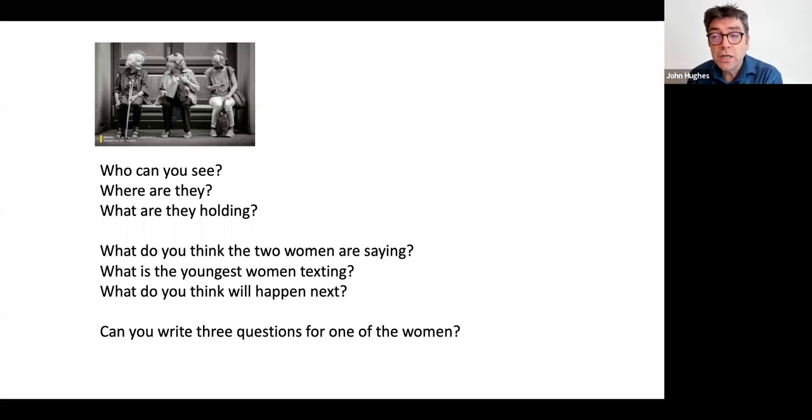And that's where they generate the questions. So you see what we're doing here. We're going from lower order thinking questions to higher order thinking questions to get their creative thinking going. And finally, they're generating questions for one of the women. Now, what I'm doing there is encouraging students to know that it's okay for them to ask questions.